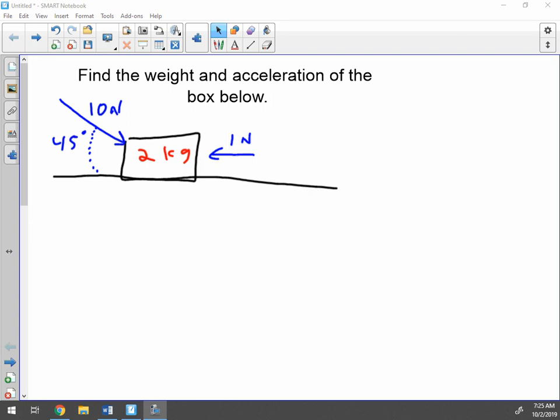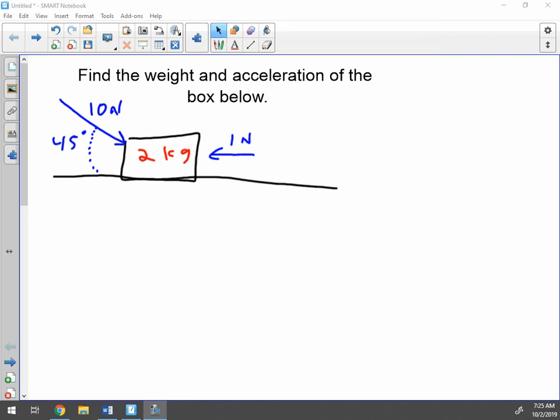For this one, we're going to look at Newton's laws of motion. We're going to look at adding vectors. And we have a side-on view of a box. We're looking to find the weight and acceleration of the box below. So our first step is we're going to break these down into components.